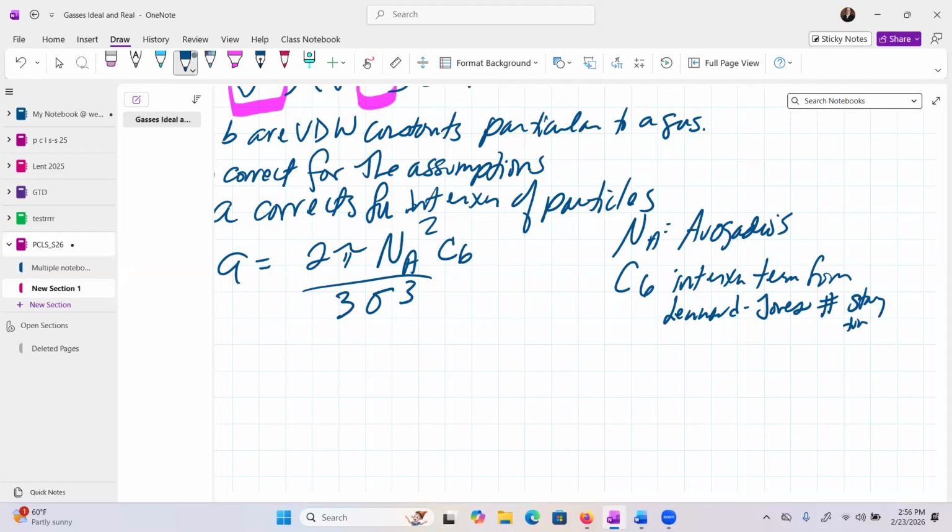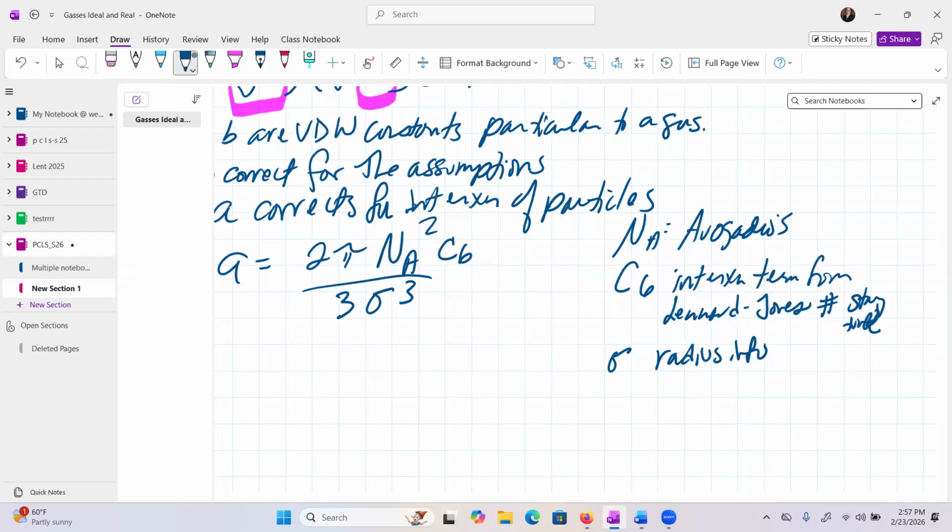Stay tuned to learn more about Lennard-Jones. But basically, it's a model about the interaction of the gases, and the C6 term is going to tell you about the interaction. Now the sigma, this 3 sigma cubed, is going to be related to the radius. And that is where that comes from. All right, so this is correcting for one aspect of the non-ideality.